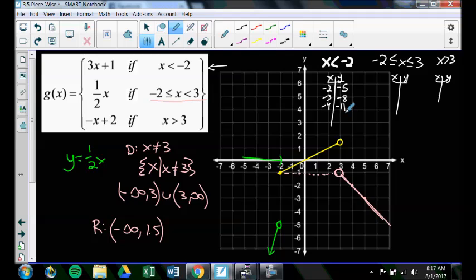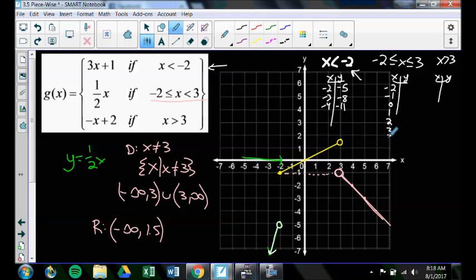-2, -5 is here. It's going to have an open circle, because I'm not actually able to include the -2. It's like I'm plugging in -2.1, or -2.01 even. And the graph moves like this, just like the green one is. Then I plug in numbers from -2 to 3.